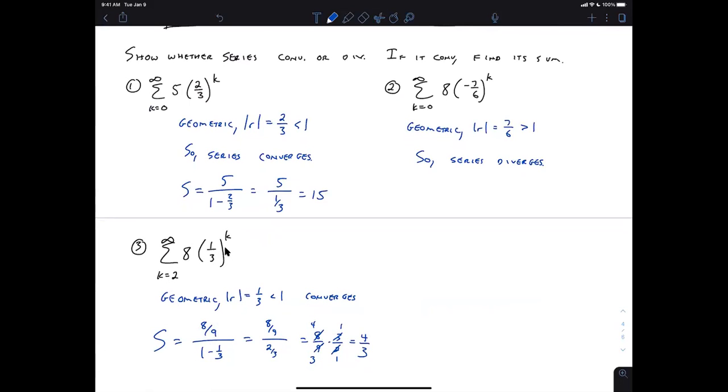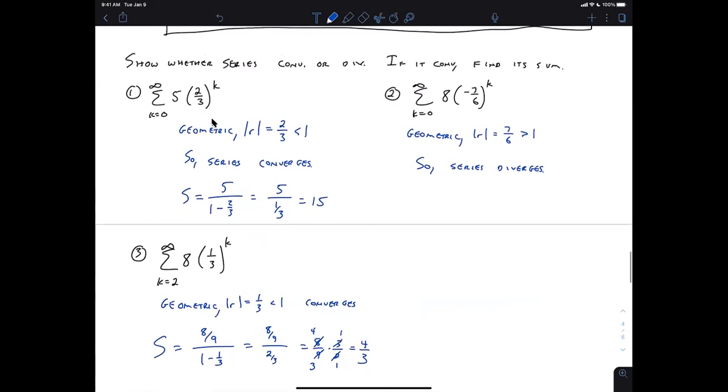So if I plug in 2, I get 8 times 1/3 squared, which is 8 times 1/9, which is 8/9. Does that make sense to everybody? So would a better way to write this be ar to the k over 1 minus r? You could write it that way, James. Yeah, sure. If you wanted to write it as ar to the k, you could do that.